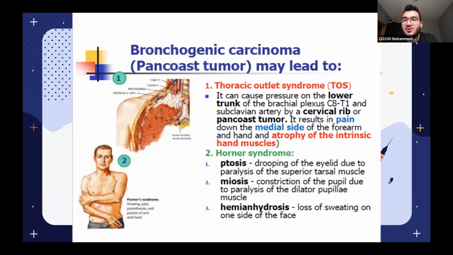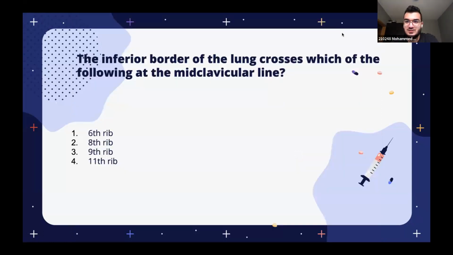Okay, who can tell me why Horner syndrome happens? So what causes Horner syndrome to happen? You can try it. Yes, perfect. Compression of the sympathetic trunk. Perfect. Okay. So next question. Now we finished the first lecture, which is the lung anatomy. If you guys have any questions on that lecture, please let me know. And I'm more than happy to answer them.